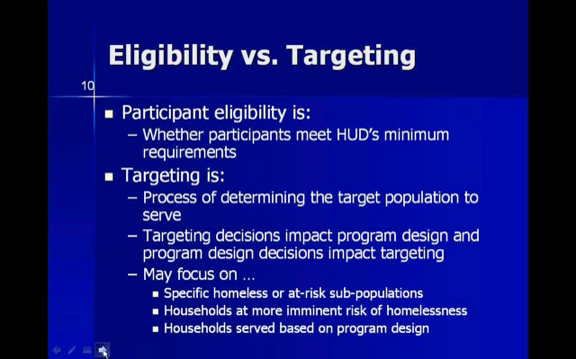So, for instance, targeting may involve focusing on specific subpopulations, such as young parents. It may involve, if you know that there's a need, and you have a good deal of homeless families in your community, and you want to target HPRP resources to homeless families, that's fine. As long as they meet the eligibility criteria, it's perfectly fine to do that. Targeting may also involve, again, setting more stringent eligibility criteria than required by HUD for HPRP in order to serve those individuals that are determined to be more at risk of homelessness.